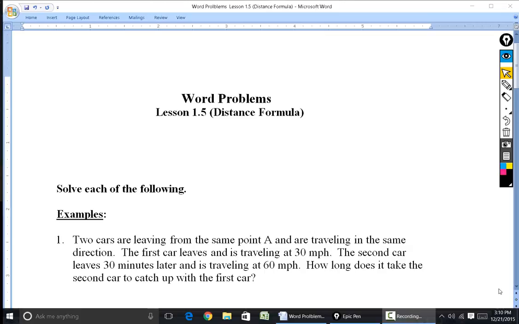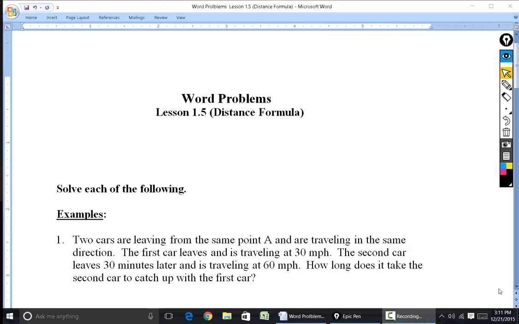Okay, today's word problem, we're going to be looking at the distance formula. So the first thing you want to do when you're solving a word problem is to read it clearly and make sure you understand what it states, and of course make sure you know what you're looking for. Generally, you're going to let X represent the quantity that you're looking for.